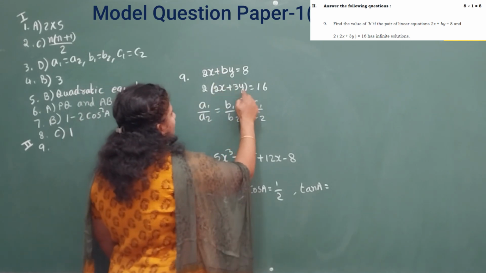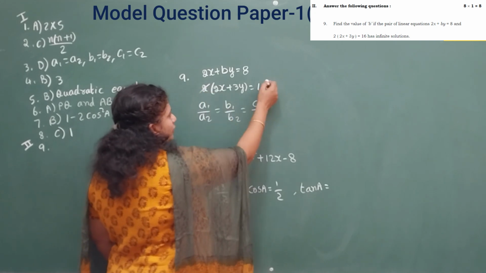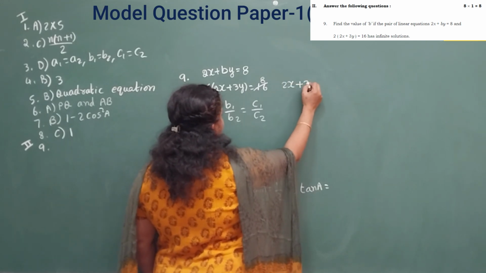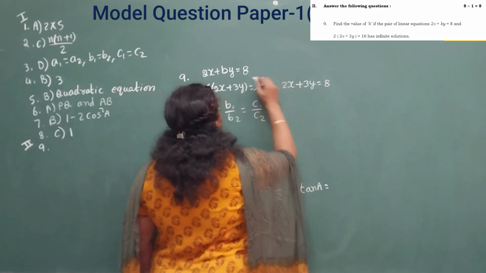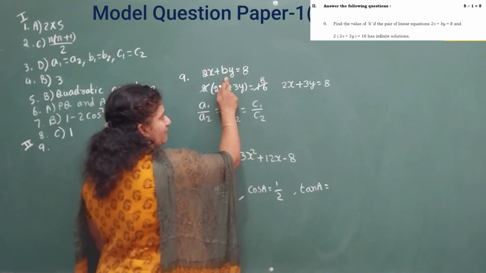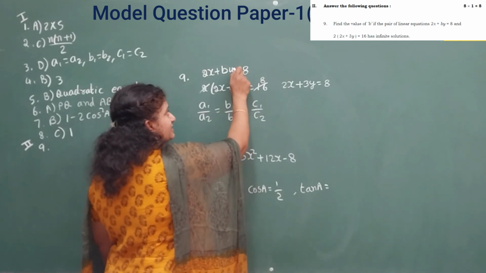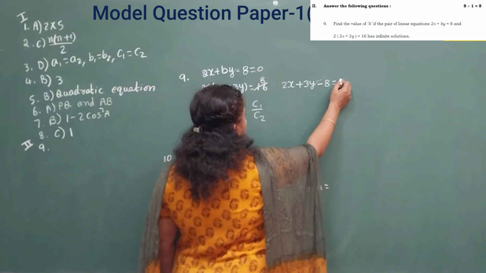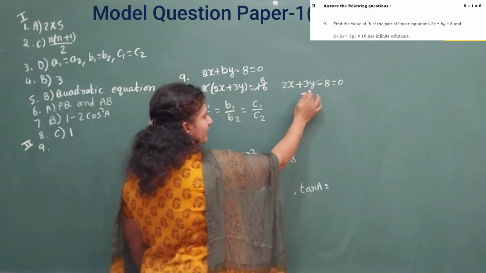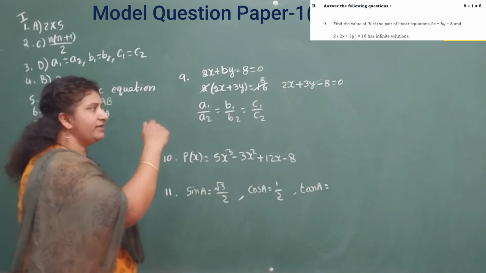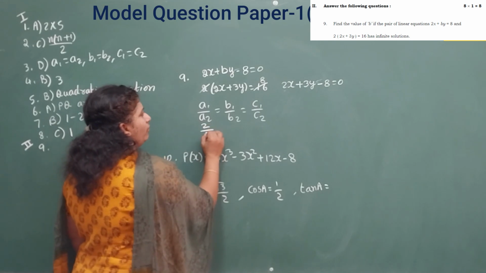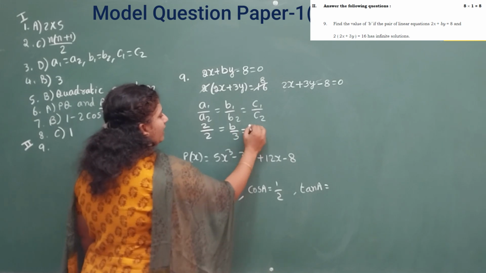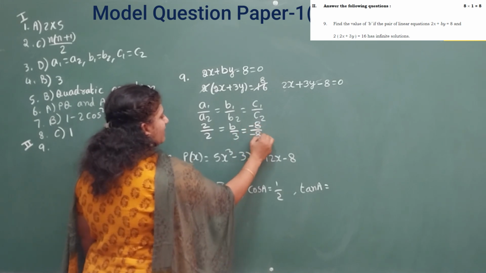First let me just cancel the 2 and 8s, and write this one separately here: 2x plus 3y equal to 8. Now a1 is 2, b1 is b, c1 is minus 8. Bring this one to this side, and here also, minus 8 equal to 0. a2 is 2, b2 is 3, c2 is minus 8. Now write the ratios. 2 by 2 equal to b by 3 equal to minus 8 by minus 8.